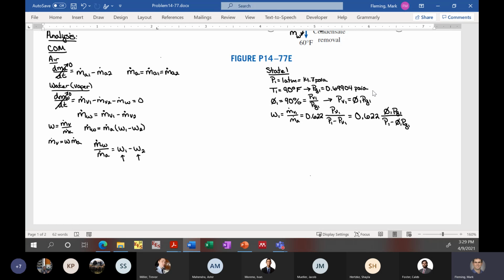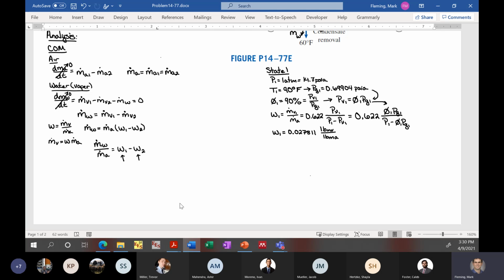And so once we have that value, we can put that in there. We have everything at this point to calculate our humidity ratio at state 1. And so the humidity ratio is going to be a plug and chug value. And so what we'll get is 0.027811. The units on this are going to be pound mass of vapor divided by pound mass of dry air. And so we have the humidity ratio at the initial condition.